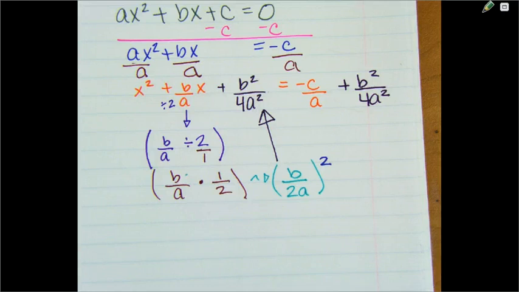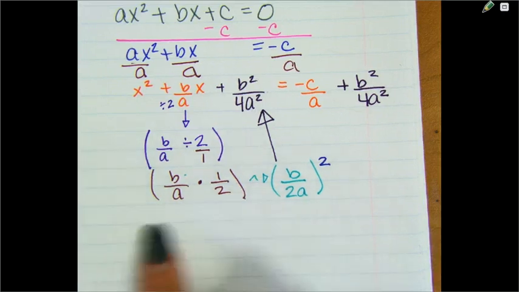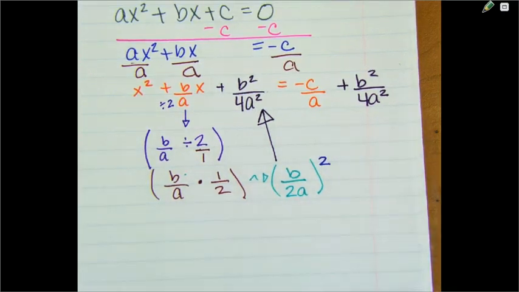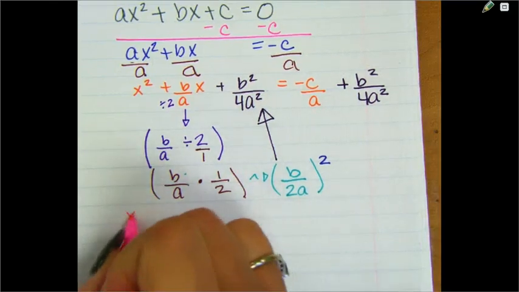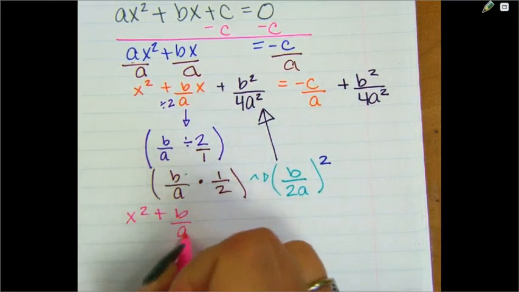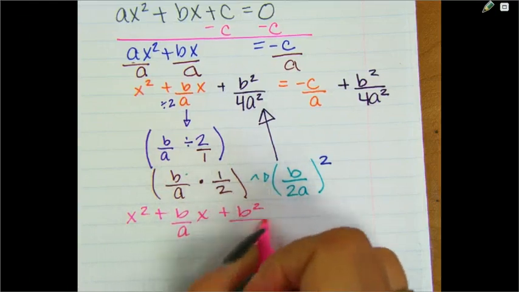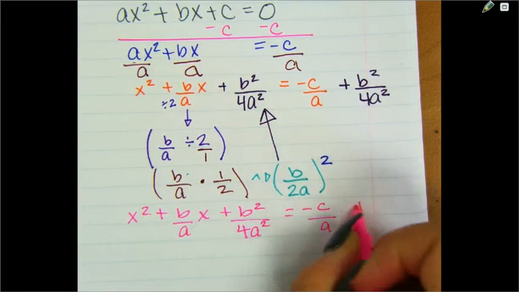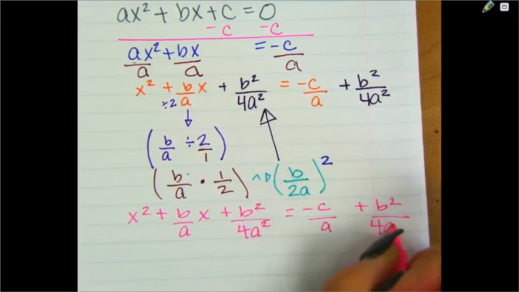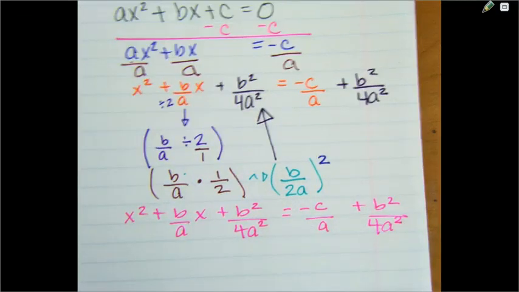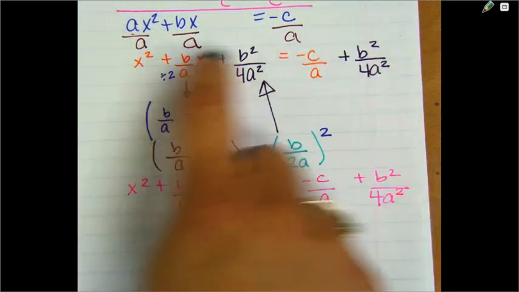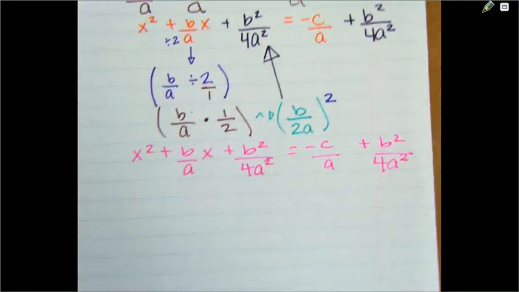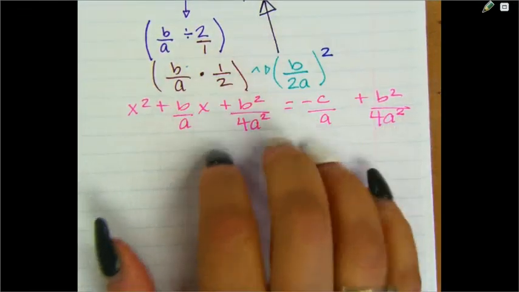Good? Okay, all I'm going to do next is rewrite this whole thing so you can see what I'm starting with, so it looks like a new problem. So you have x squared plus b over a x plus b squared over 4a squared equals negative c over a plus b squared over 4a squared. All I did was rewrite it because I'm going to do another step, but I don't want it to be mixed up in this one. Do you understand? Otherwise, your colors will start to get confused. So I rewrote it so it's nicer.